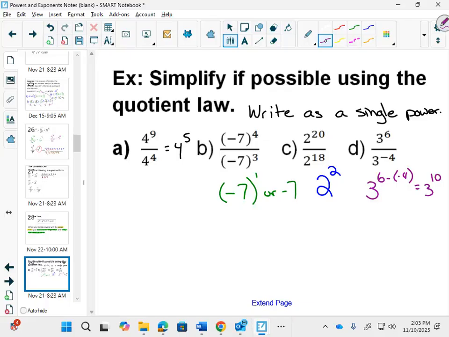Wait, that makes more sense. How? Because if you are dividing, you subtract the exponent. So I did 6, subtract, and the other exponent was minus 4. Subtracting a negative is like adding. 6 plus 4 is 10.